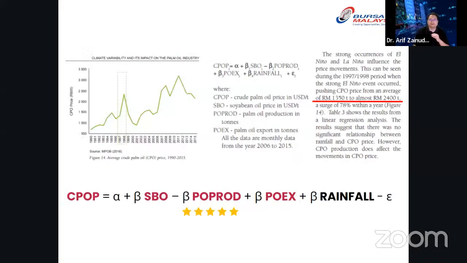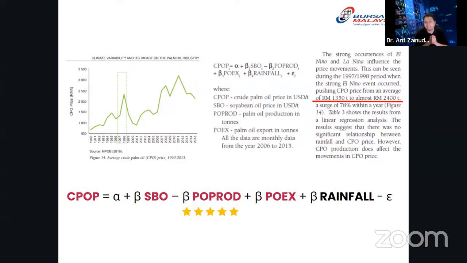A study was done by MPOB back in 2016 to find the correlation between CPO and weather events, in this case El Nino and La Nina. What they found out was, during the strong occurrence of El Nino and La Nina back in 1997 and 98, CPO price surged from 1,350 ringgit to 2,400 ringgit.